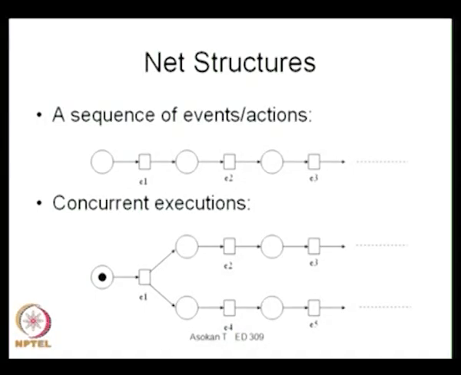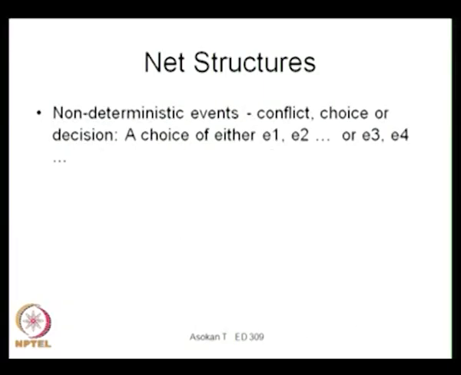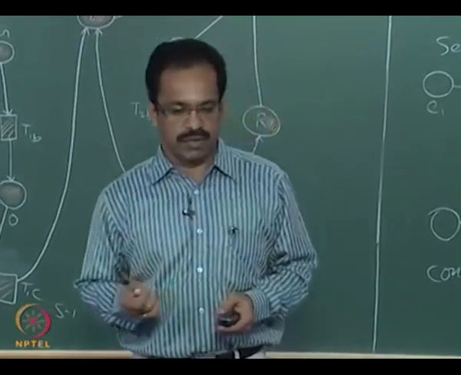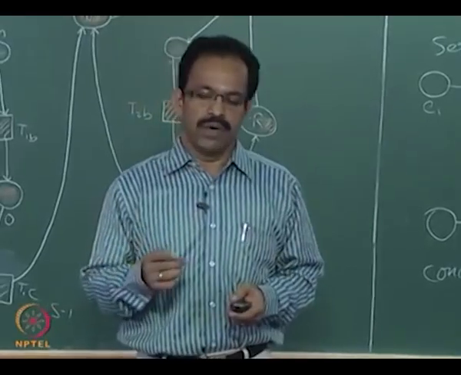Same way, this can be shown through the animation. You can see E1 happening, so the tokens are given to the next two parallel execution chains, that is the concurrent events, and then E2 and E4 take place, then you pass the token, then again E3 and E5 happen and pass the token. So like this you can have concurrency of events. These are the sequence of events and the concurrency of events, and apart from this we can have non-deterministic events like conflict, choice or decision. This also can be represented using this kind of Petri nets, that is, you can have a choice of either E1 or E2 or E3 or E4 like that.